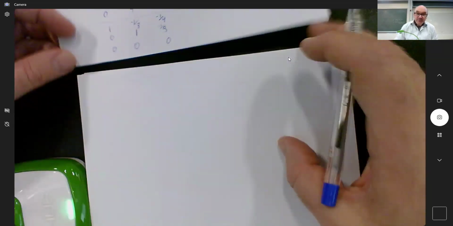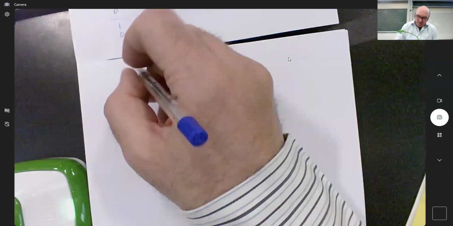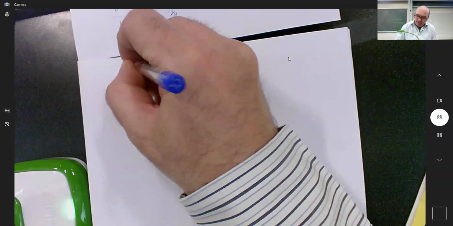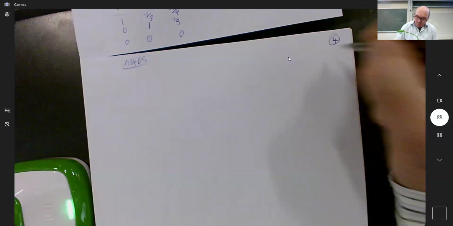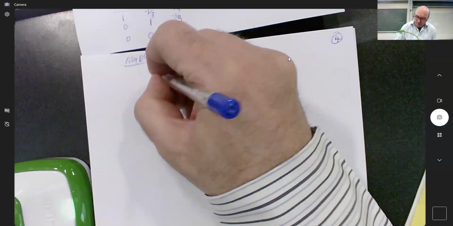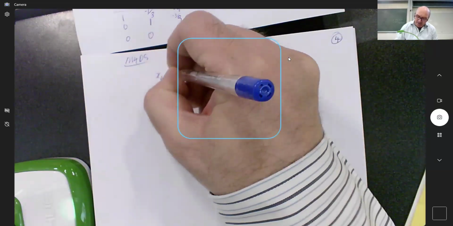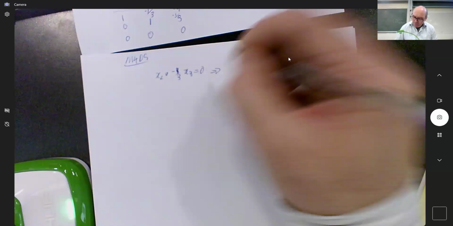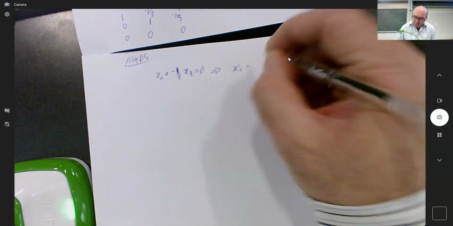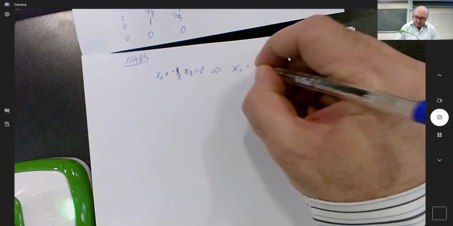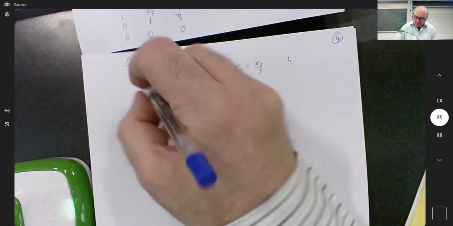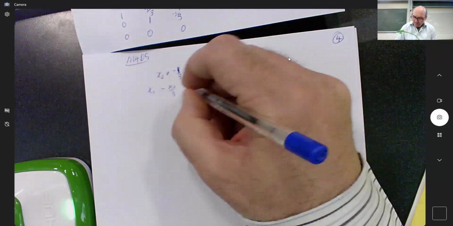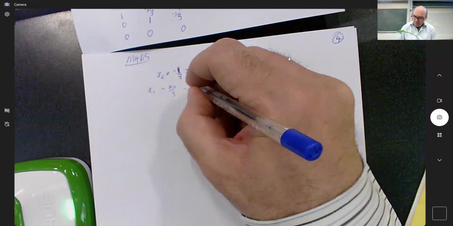Right, so now I'm going to do a little bit up the top of the page so I know what I'm doing. This is saying x2 minus 1 on 3 x3 is equal to 0. It's telling me that x2 is equal to x3 on 3. All right, sure. And the top line says x1 minus x2 on 3 minus x3 on 9 is equal to 0.